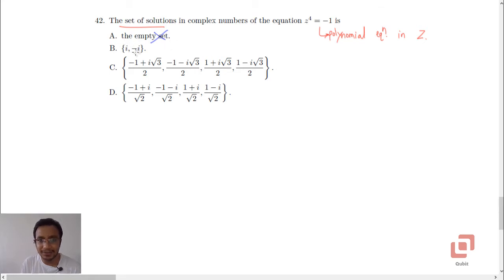Now check B. It's very easy to check. What is the fourth power of i? The fourth power of i is equal to 1 because the second power of i is minus 1. So i raised to 4 is 1, so clearly that is ruled out.